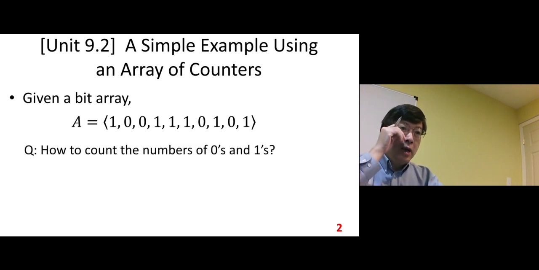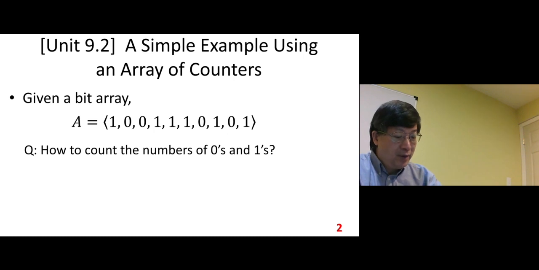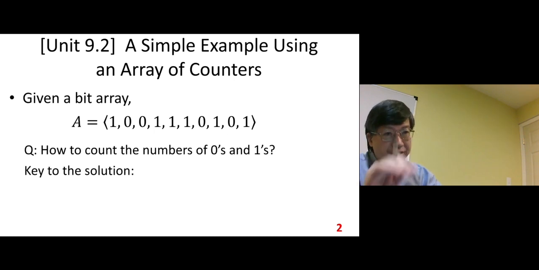Now the question: how to count the number of zeros and the ones in this array? Simple, right? So write a program to do it. Also very simple. But here, we try to find something interesting. All right, so here, the key to the solution. What's the key to the solution?